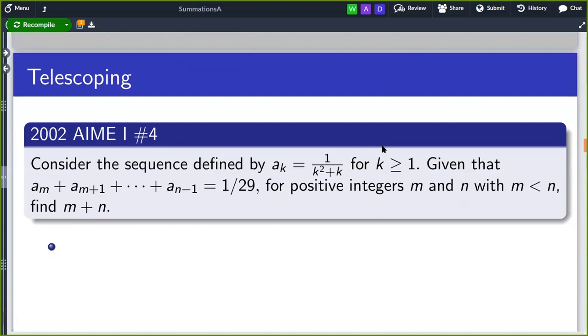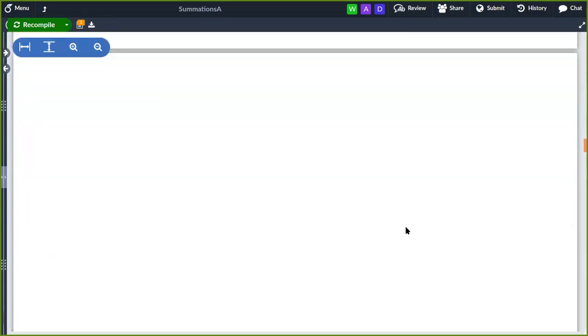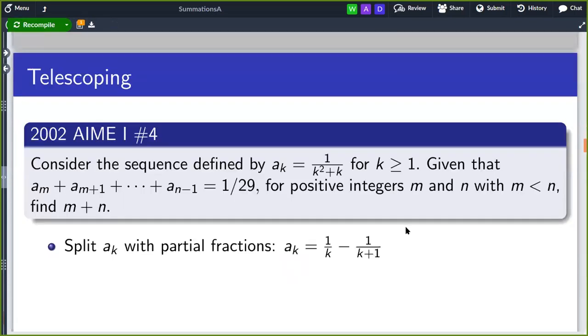Okay, so we have 1 over k squared plus k, and a lot of people are noticing that this is just standard partial fractions. So we can split it up as 1 over k minus 1 over k plus 1. In case you've never seen this before, one easy way to notice it is that k squared plus k is factorable. So you always want to try factoring and then splitting the fraction up. Now that we have this, what does the sum in question telescope to?